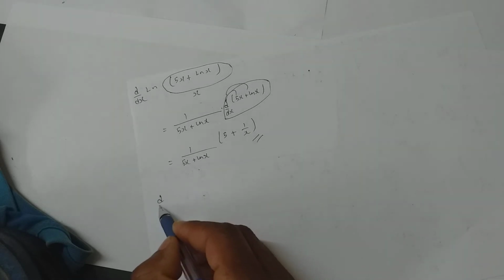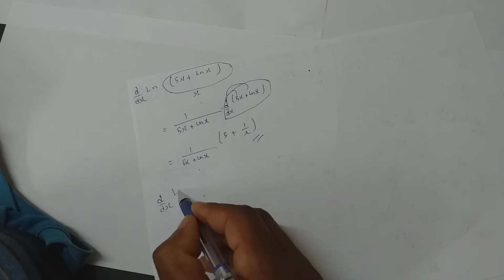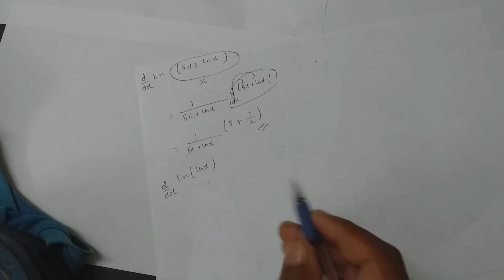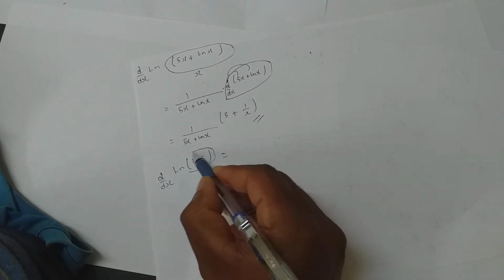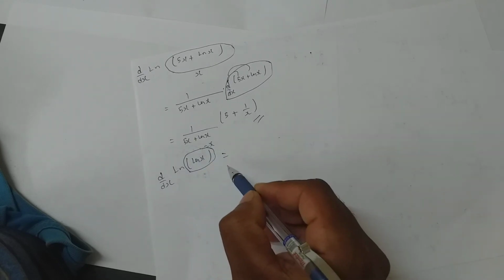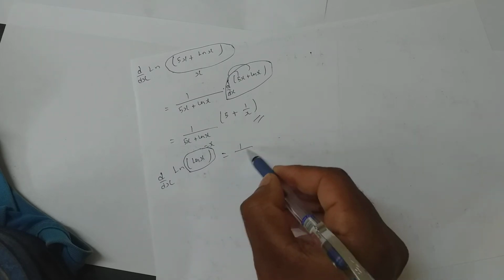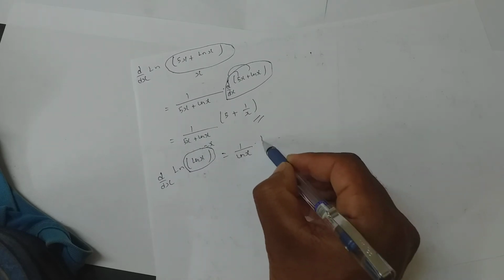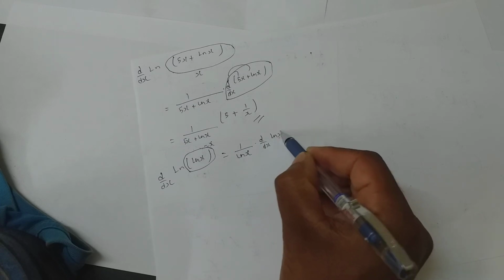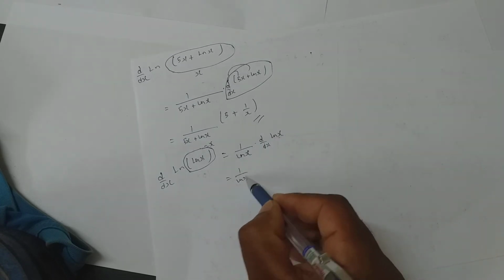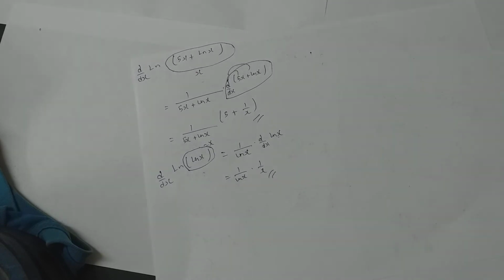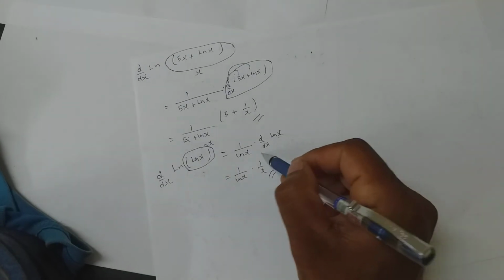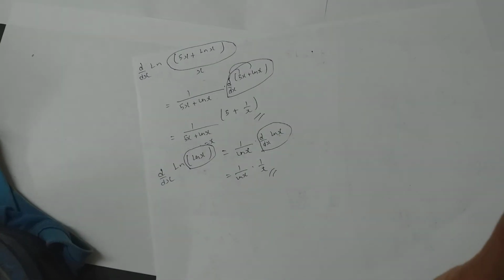Next, if it is d by dx of ln x, how do you differentiate it? Again, assume it, that's it. This is x. So ln x is how much? 1 by x. So 1 by ln x into your assumption differentiation. So 1 by ln x into differentiation of ln x is 1 by x. So this is the answer. Am I clear? This assumed differentiation should not be missed at any cost. Clear?